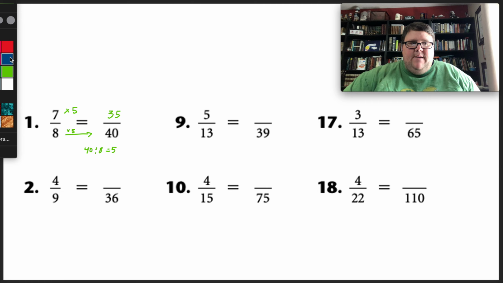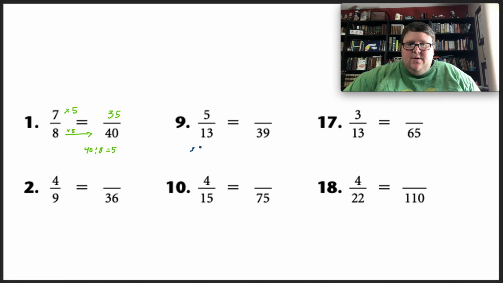Let's do the next problem. 5 over 13 equals what over 39? So 39 divided by 13 equals 3. So I multiplied 13 by 3 to get 39. So I'm going to multiply by 3. So I have to do the top by 3. 5 times 3 is 15.